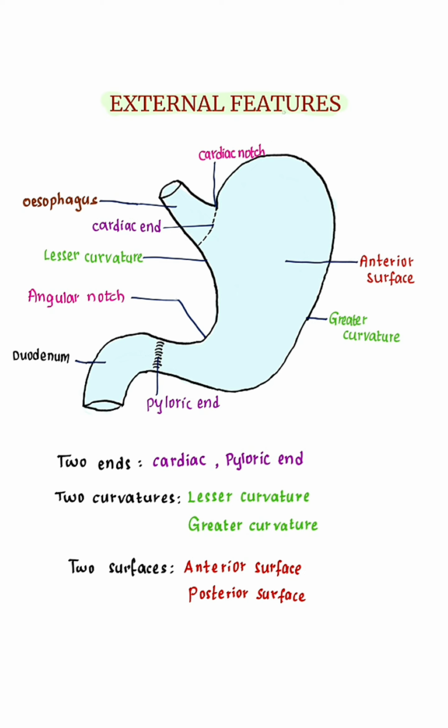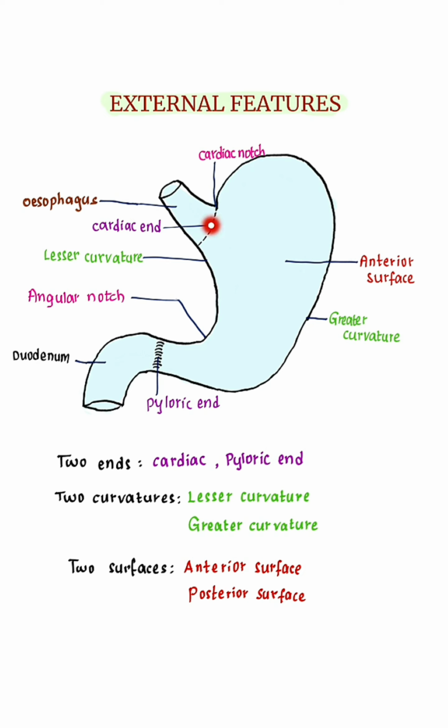External features of the stomach. The stomach presents the following features. It presents two ends, two curvatures, and two surfaces. Two ends: the cardiac end and the pyloric end.